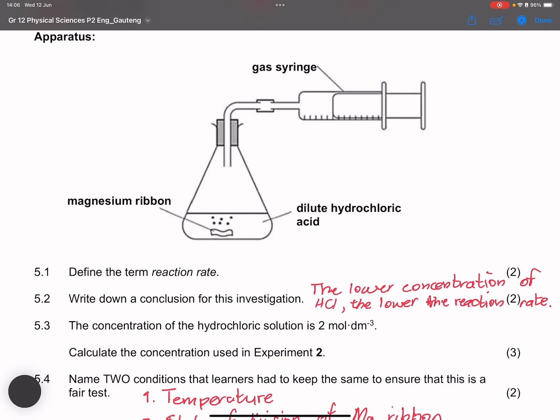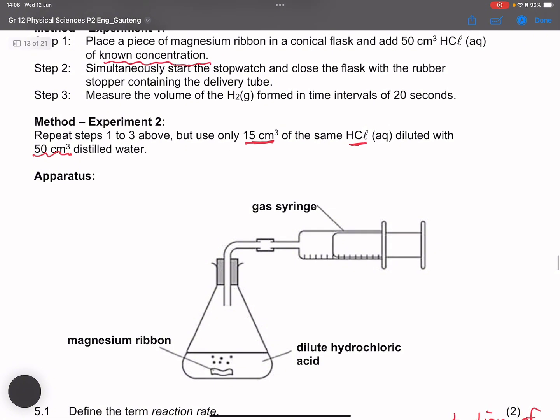Now remember, in experiment 2, what did we do? We had 15 cubic centimeters of the hydrochloric acid used in experiment 1, and we now diluted it by adding 50 cubic centimeters of distilled water. So that means what I'm going to do is use my C1V1. Remember, every time we've got dilution, we're going to use this formula. So C1, that would be the first concentration.